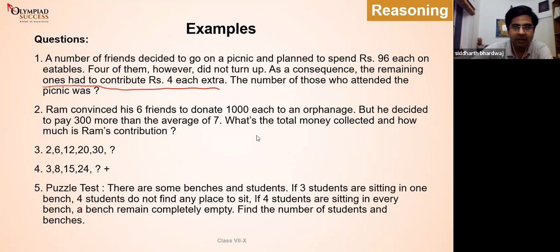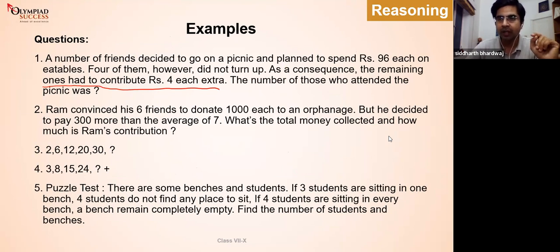Now this is an interesting one. It is again about friends. Ram convinced his 6 friends to donate 1000 rupees each to an orphanage. So Ram had 6 friends and he wanted to donate 1000 each to an orphanage. He convinced all his friends that they can donate 1000 rupees each. So 6 friends are there. Everyone will contribute how much?